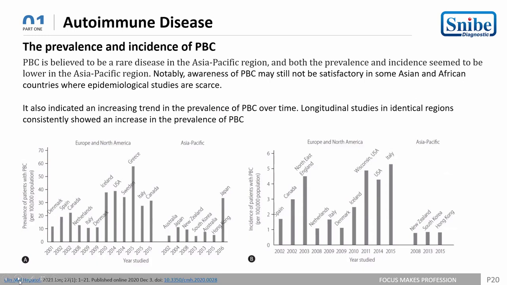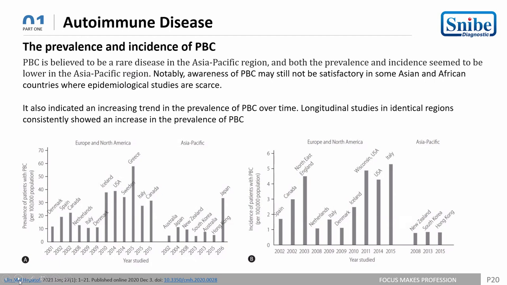The prevalence and incidence of PBC, according to 2001 to 2016 data, is higher in European countries and the North American region, including Greece, Sweden, Ireland, Italy, and the USA, which are the most affected countries. In the Asia Pacific, there is also an increasing trend in the prevalence of PBC over time. It is most common in Japan, and after Japan, New Zealand and Australia. These are the countries with higher prevalence of PBC.